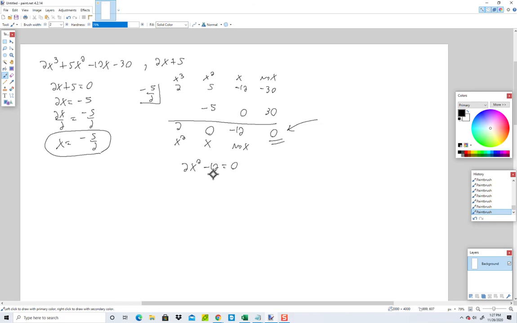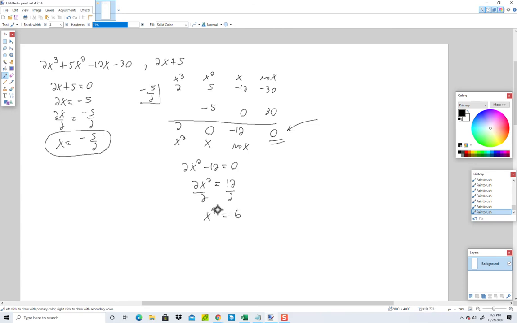And we're going to use the square root property to solve this. The reason why the square root property is the easiest is because there's 0 on the middle term. So the negative 12 will move over to the right side, becomes a positive 12. Divide both sides by 2. And you get x squared is equal to 6.